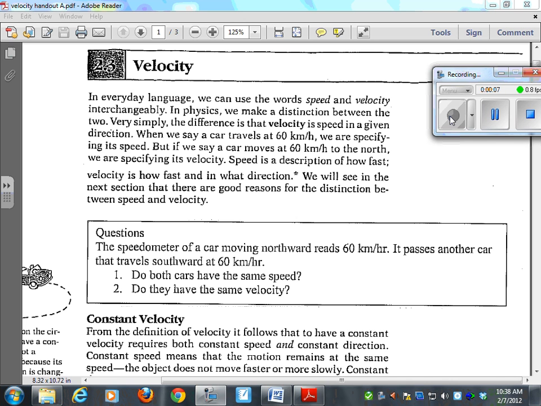So one of the things that I do need to do is give you a bit of a review from grade 11. So we will spend a little bit of time refreshing your memory on a few things, although I will be moving at a bit of an accelerated pace.